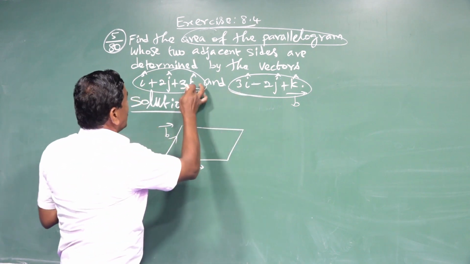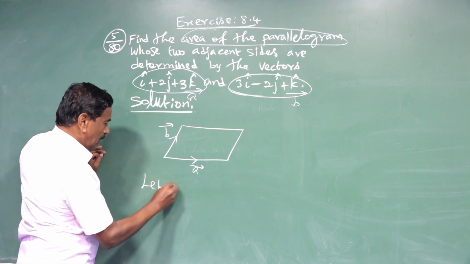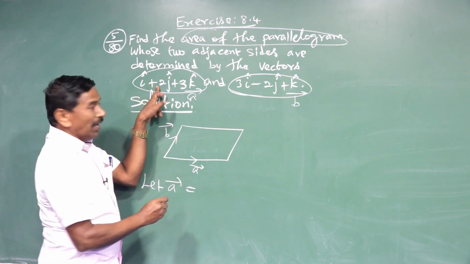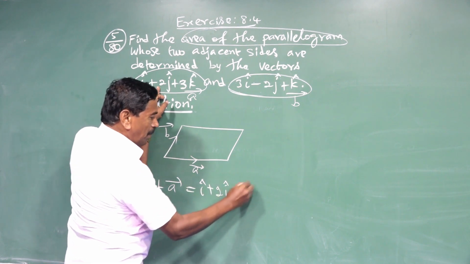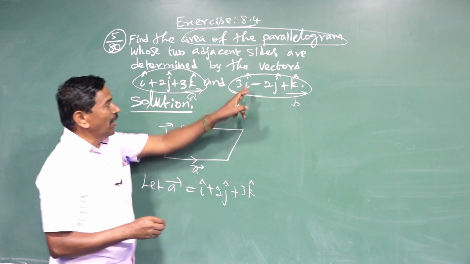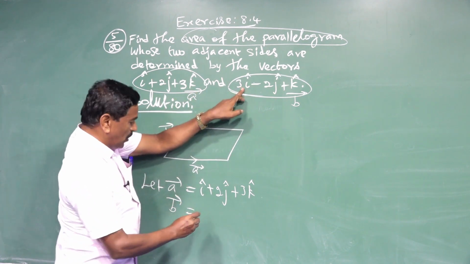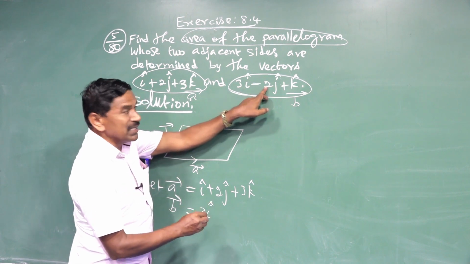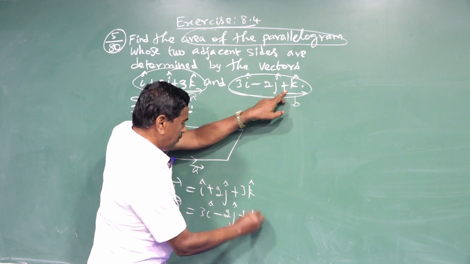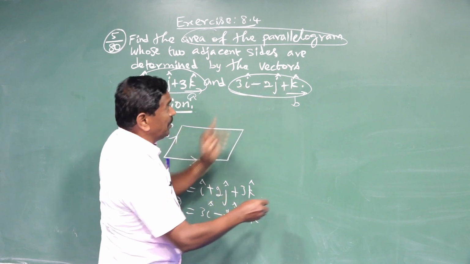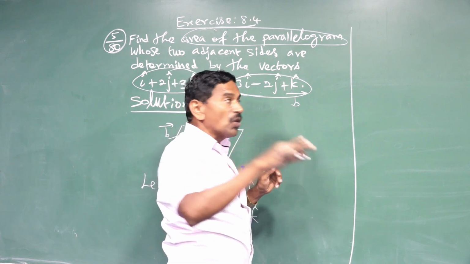Now let A vector be the first one and B vector the second one. Listen carefully. Let A vector equal i cap plus 2j cap plus 3k cap. Let B vector equal 3i cap minus 2j cap plus k cap. That's all. Now A vector and B vector are ready.